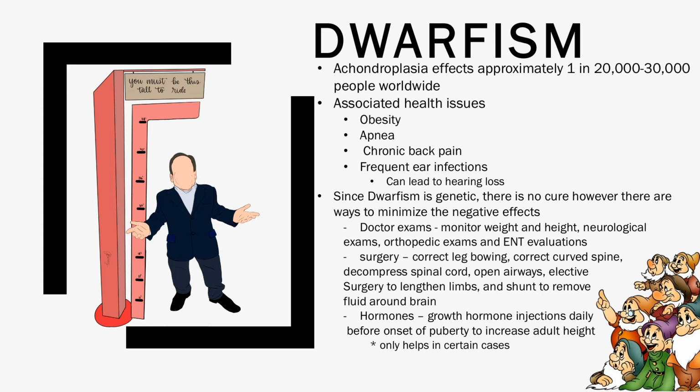Some people have the option to use growth hormones to increase their adult height. Growth hormones would be used via daily injections before the onset of puberty. However, not all people have this option, as achondroplasia is not always caused by an imbalance of growth hormones.